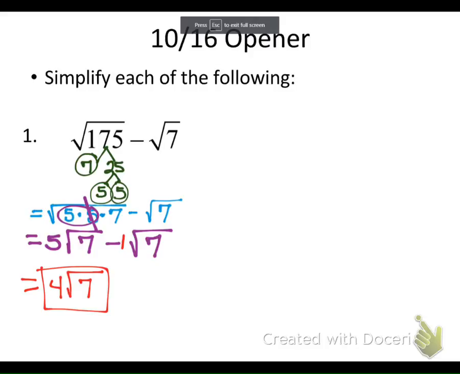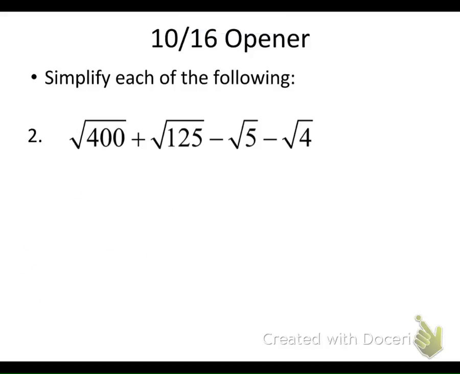All right, let's look at the back. This problem's a little bit longer, but we're going to follow the exact same steps. So the first thing I need to do is simplify each individual square root. So what are two factors of 400, Rihanna? 20. Okay, keep going. Then 5 and 4. Okay, 4 and 5. Well, how about let's do our 4 first. Oh, wait. 2 and 2.